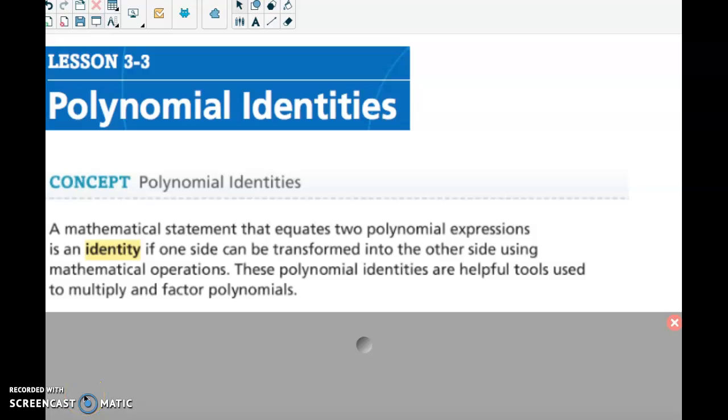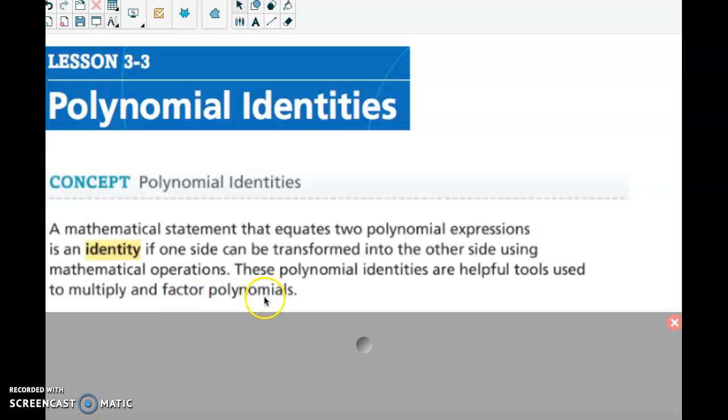Hi everyone, so this is a lesson on factoring. It's a different type of factoring, but it's going to base off of the same skills that we learned how to factor quadratics back in chapter 2. It's a different way because we're exploring this new vocab word called an identity. It's basically where I can recognize a pattern within an expression, and based on that pattern I can factor it, okay? It's just a helpful tool to help us multiply and factor polynomials.